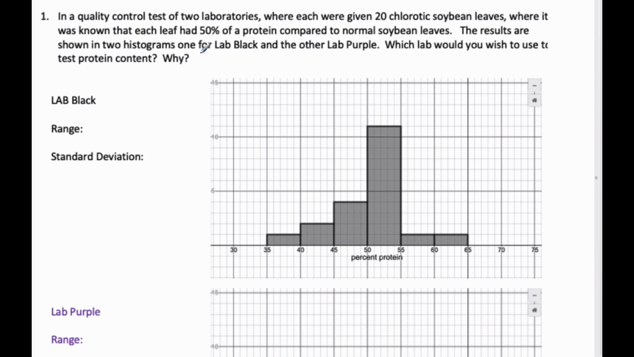Which lab would you use to test the protein content? Well, when I first look at the black lab here, what I can see is that it is fairly symmetric, maybe a slight skew to the left, with the mean or median going to be about 50, 51, 52 in here, which is really close to the actual 50% that is given. The range of the black data is from 65 to 35, so if I subtract those, I get a value of 30.